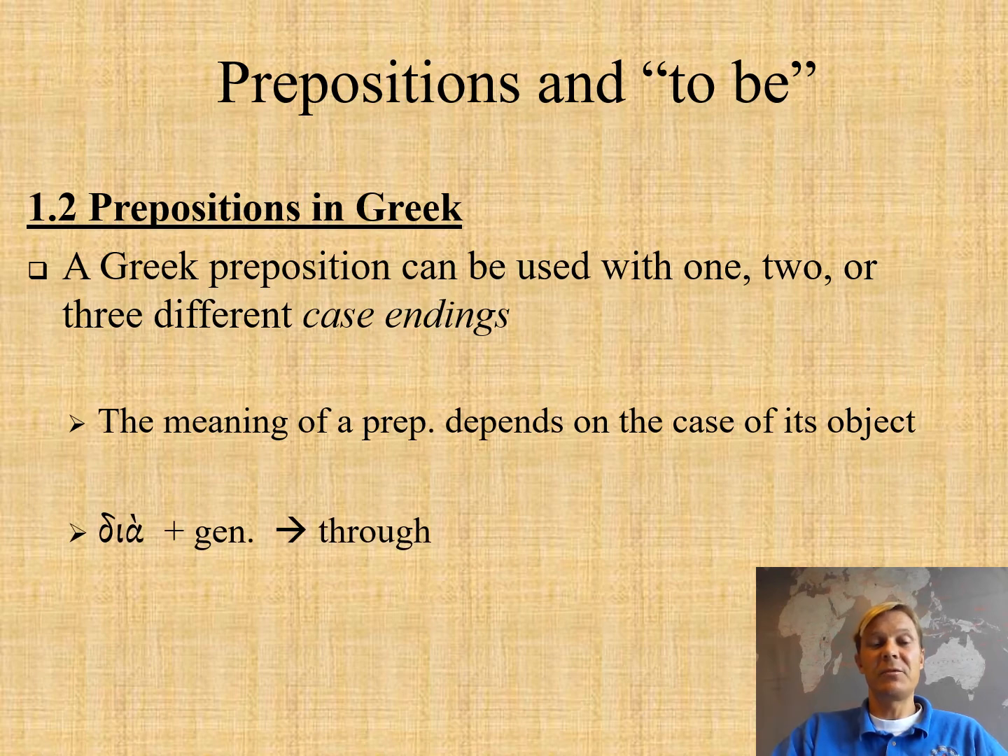So for example, if we have the preposition dia and it is followed by a word in genitive case, it means through. Now, if dia is followed by a word in accusative case, it is because of. So you can right away understand how the meaning of the preposition actually is dependent on the case ending of the following word.